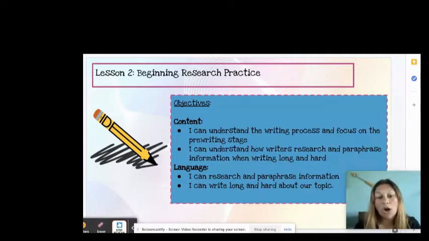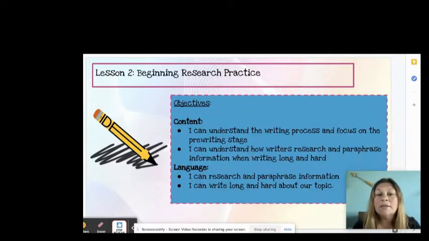Our objectives are: I can understand the writing process and focus on the pre-writing stage. I can understand how writers research and paraphrase information when writing long and hard. And your language objective: I can research and paraphrase information, and I can write long and hard about our topic.